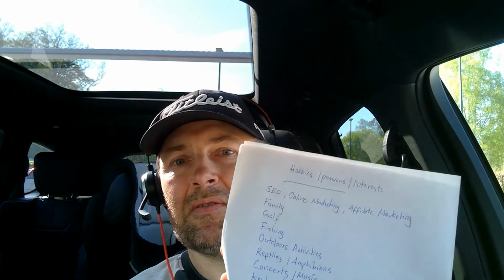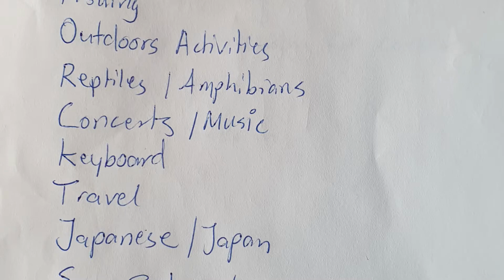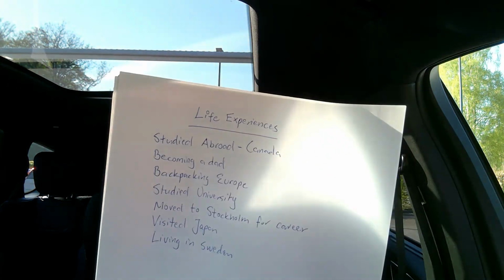Basically what I've done is, I'm not sure if you're going to see this in this video here, I've listed one paper per area. So one list of hobbies and passions. I will put in a picture in the video later on. It's a list of my different hobbies, passions, and interests, like search engine optimization, affiliate marketing, family, golf, fishing, outdoors activities, reptiles, amphibians, music, keyboard learning, travel. I've done some Japanese learning back in the days. I like to invest money and make it grow. Entrepreneurship, skiing, snowboard.